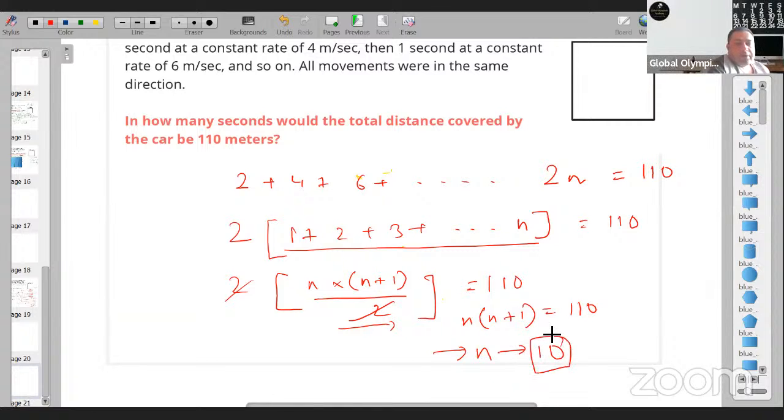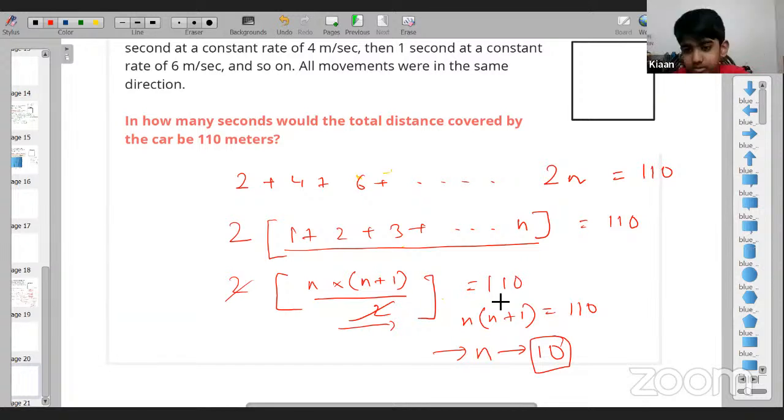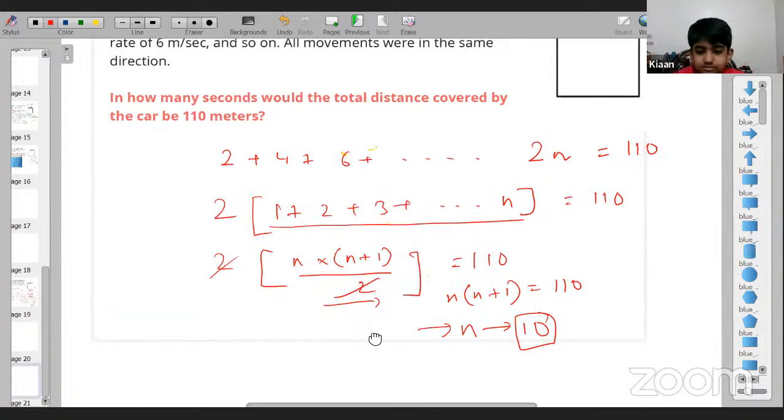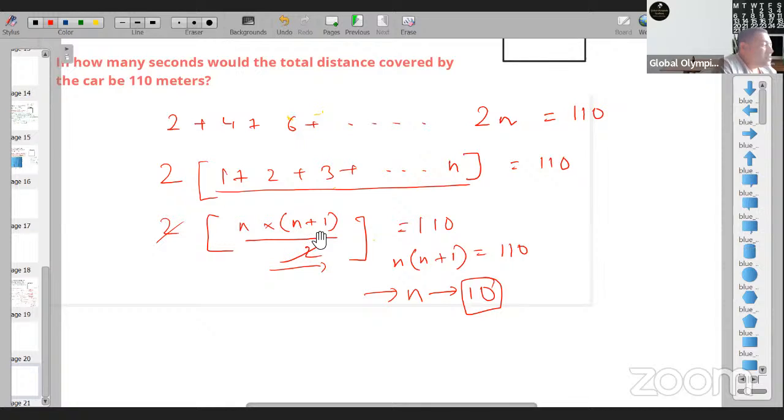But sir, I divided both sides by 2, so 1 plus 2 plus 3 up to n is equal to 55. It's the same thing. n is again equal to 10. Yeah, it's the same thing. So in that case also, at the end of the day, when you do 1 plus 2 plus 3 up to 10 is equal to 55, you again do the same thing basically.